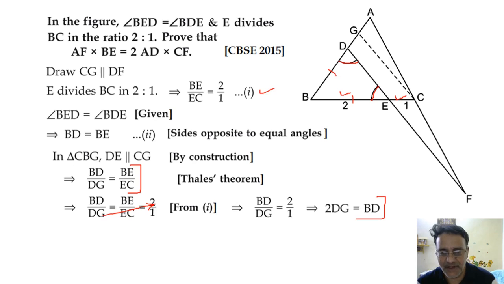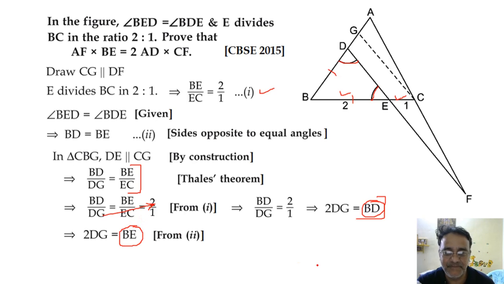Yes, sir. Okay. Now next BD के जगह पे हम लोग BE भी लिख सकते हैं because these two are equal. And DG we can write half of BE. DG को हम लोग लिख सकते हैं half of BE. This relation we will use in the next slide.